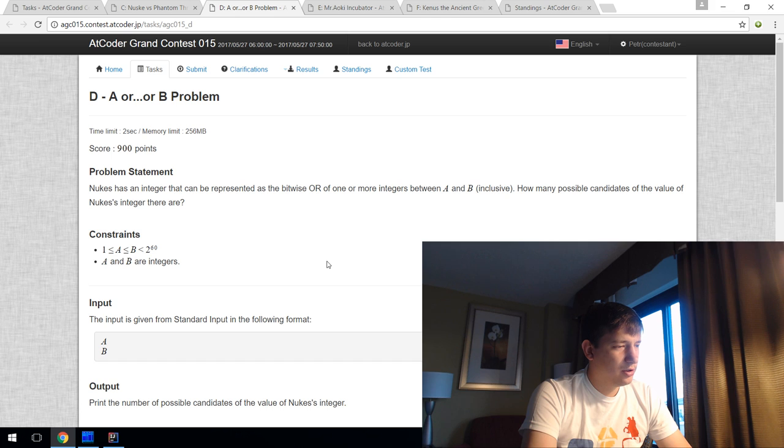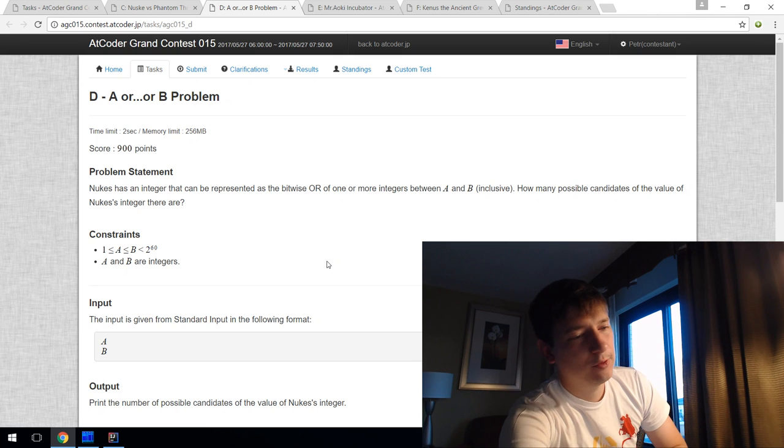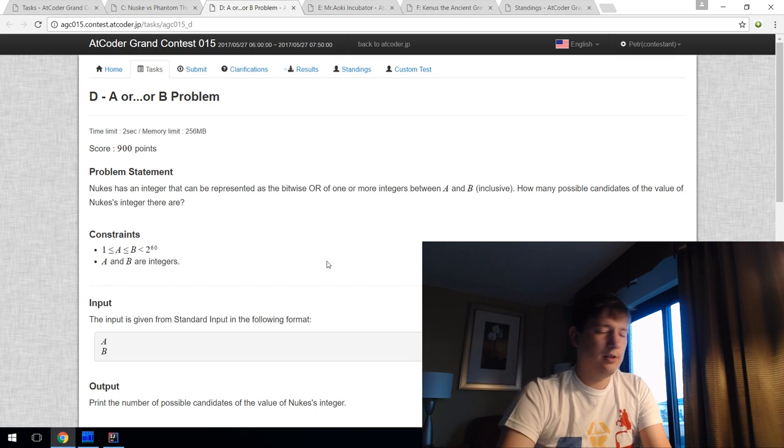So this one, there is an integer. There are two numbers A and B, and we look at the bitwise OR of some subset of numbers between A and B. How many different integers can we get? Well, this looks more interesting than the previous one. Let's think a bit about this one.